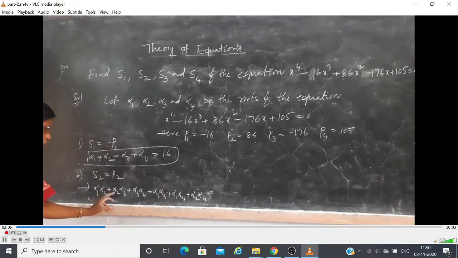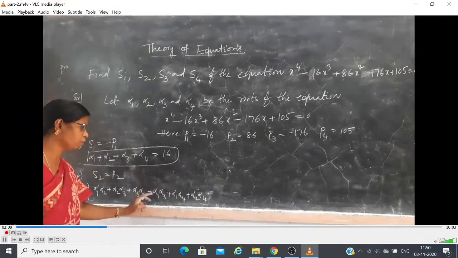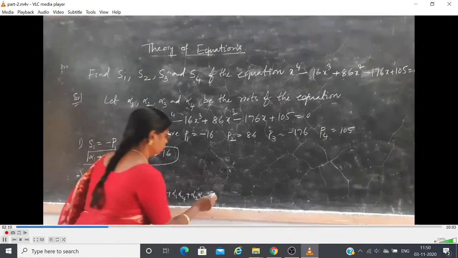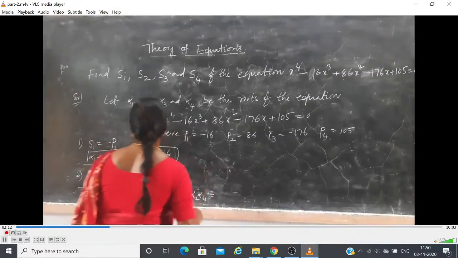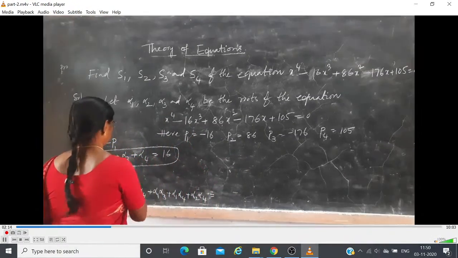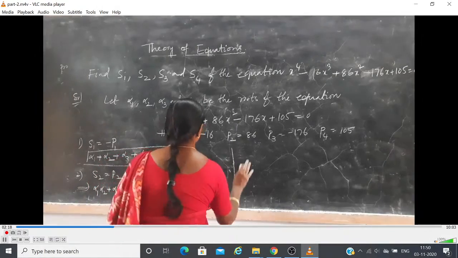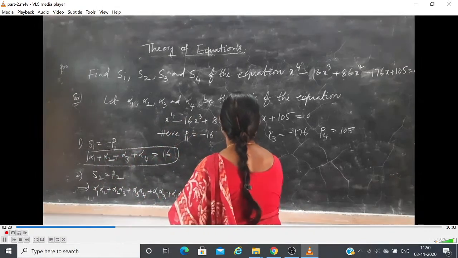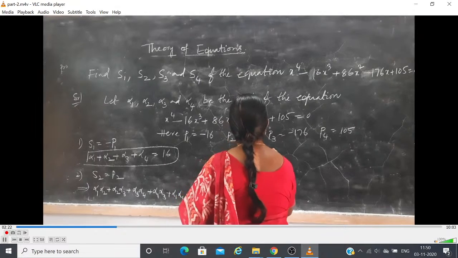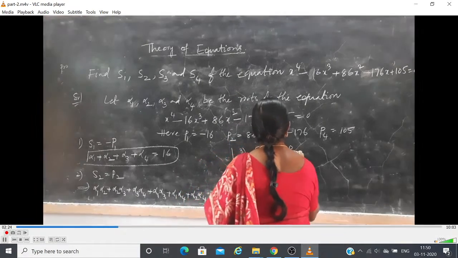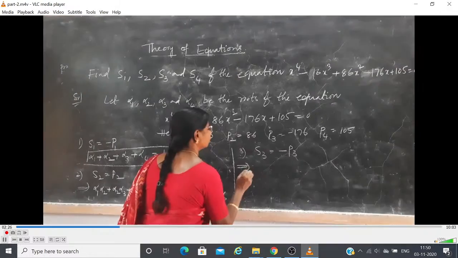Alpha 1 alpha 2, alpha 2 alpha 3, alpha 3 alpha 4, like that, is equal to S2, which is equal to P2. P2 is 86. Okay. Next number 3. S3. The formula for S3 is S3 is equal to minus P3. So what is S3? Taken 3 at a time.